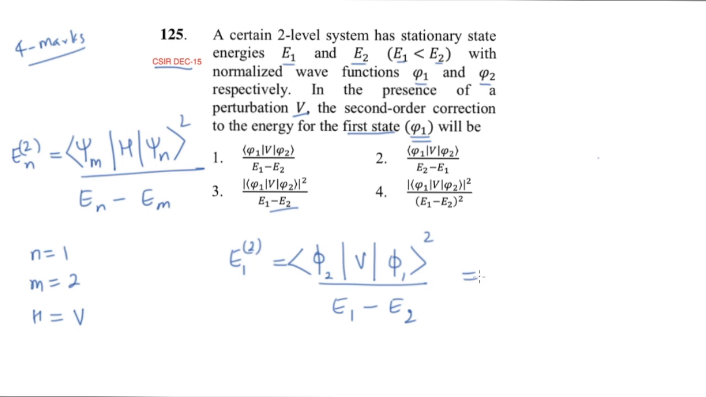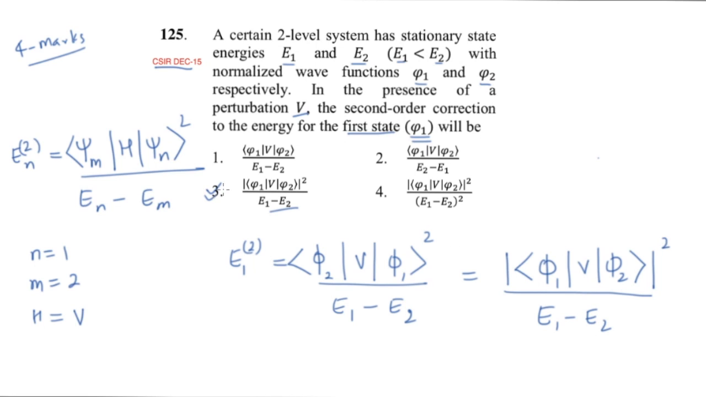So if you put it in the modulus form, in that case your psi 1 and psi 2 can interchange their position. If you just place modulus over here, you can write it in the form of this, that is phi 1 v phi 2, right, square, divided by E1 minus E2. So now your answer can be your option number 3, right?